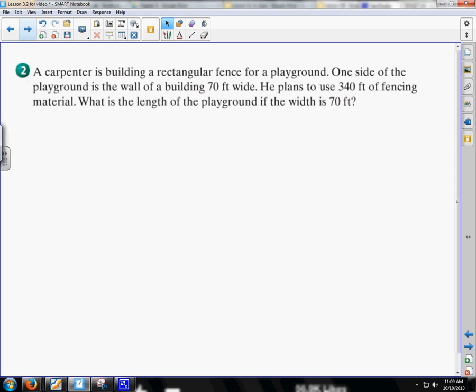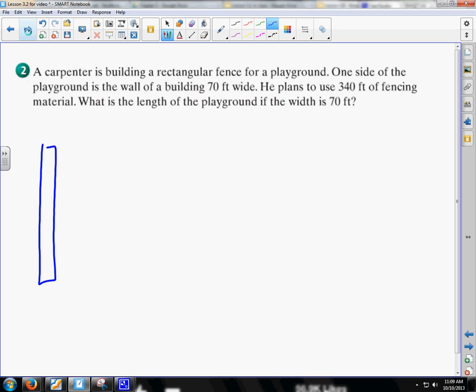A carpenter is building a rectangular fence for a playground. One side of the playground is the wall of the building, which is 70 feet wide. He plans to use 340 feet of fencing. What's the length of the playground? So try this problem, push pause, and then we'll go over it.